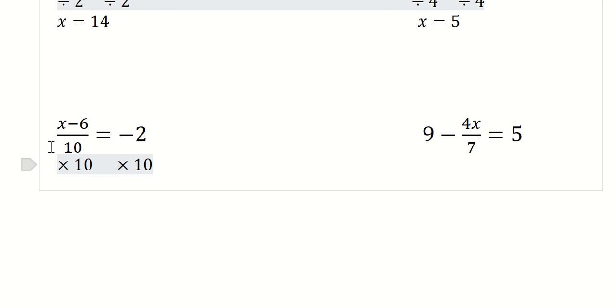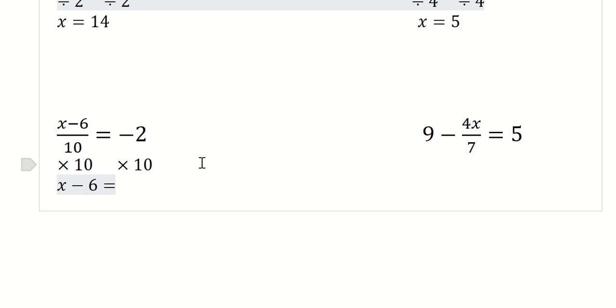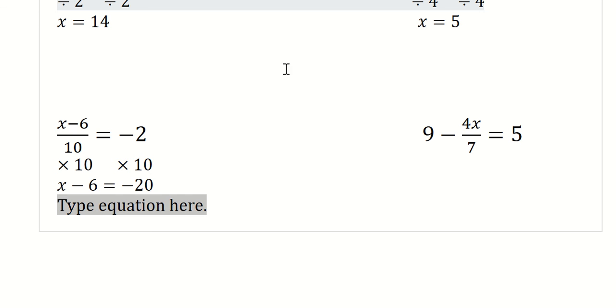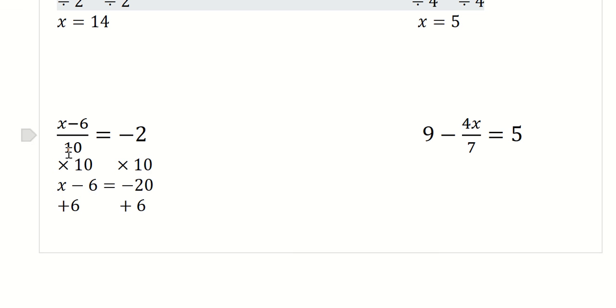That will get rid of my 10s here. And I am left with just the x minus 6 on the top. Equals. Okay, it's a negative 2, so minus 2 times 10 is going to give me minus 20. Then I'm going to get rid of this minus 6. How do we get rid of a minus 6? And of course, you all know that we are going to add 6. So plus 6 to this side. If we add 6 to that side, we're going to add 6 to the other side. That will get rid of these 6s, and I'm just left with x equals minus 20 plus 6 gives me minus 14. All right, excellent.